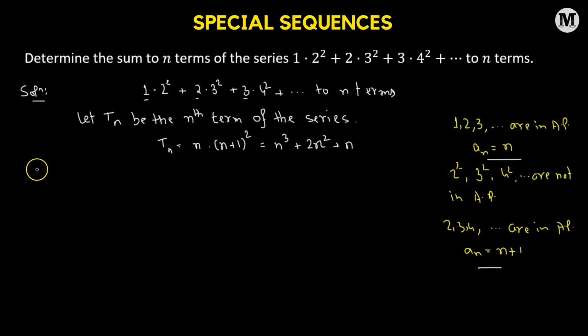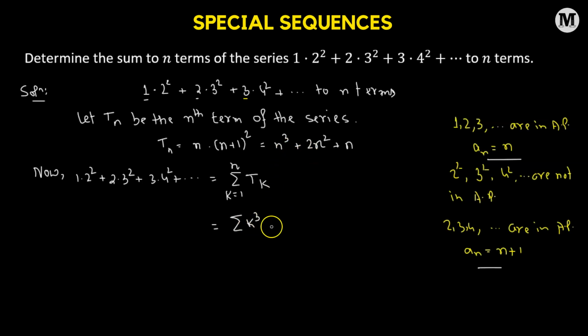Now we'll try to find out the sum. The sum of the series 1 multiplied to 2 squared added to 2 multiplied to 3 squared added to 3 multiplied to 4 squared added to the remaining terms is going to be equal to a summation. We're going to write it in a compact form. It's simply taking the summation of the nth term of the series, and we are changing the index from n to k. Here the index k is going to run from 1 to n. In other words, we have to find the summation of k cube plus 2k squared added to k, where k runs from 1 to n.